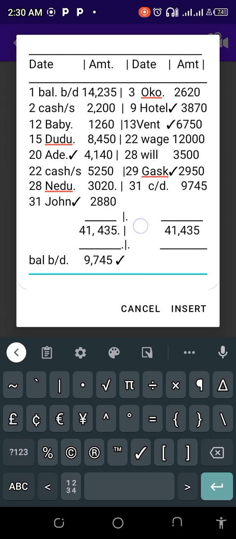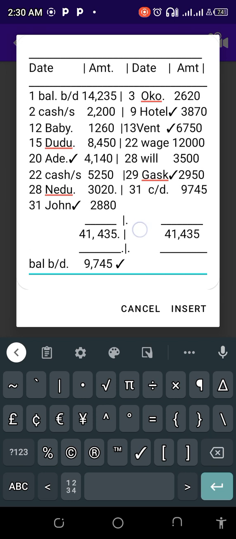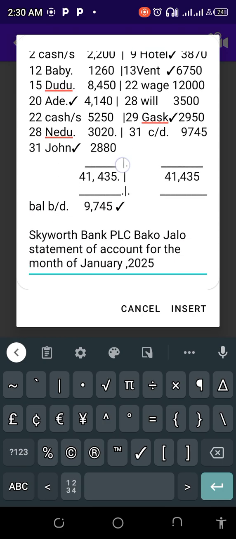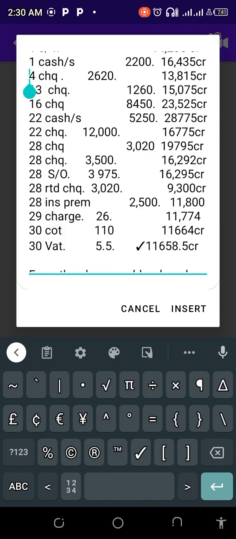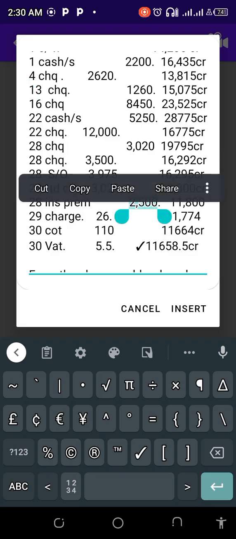In this question, every other item in the credit side of the bank statement is in the bank column of the debit side of the cash book, except one. The only item that is found on the credit side of the bank statement and is not found on the debit side of the cash book is the insurance premium. Insurance premium on the 28th is an item of the credit column of the bank statement, but it's not found on the debit side of the cash book.